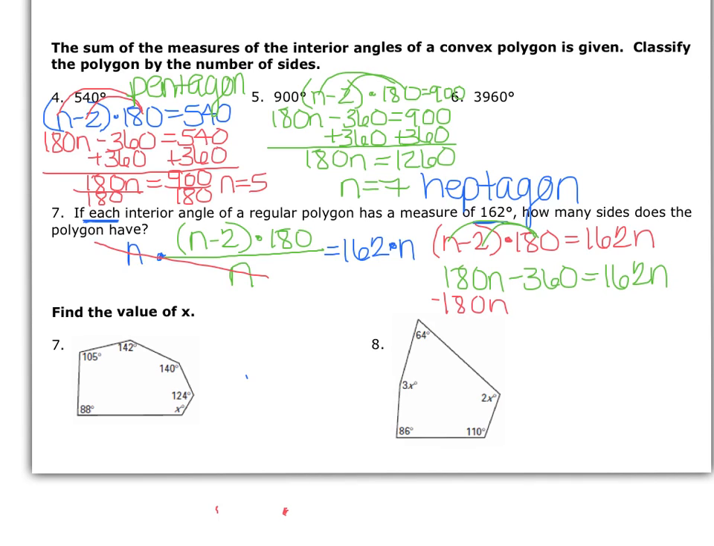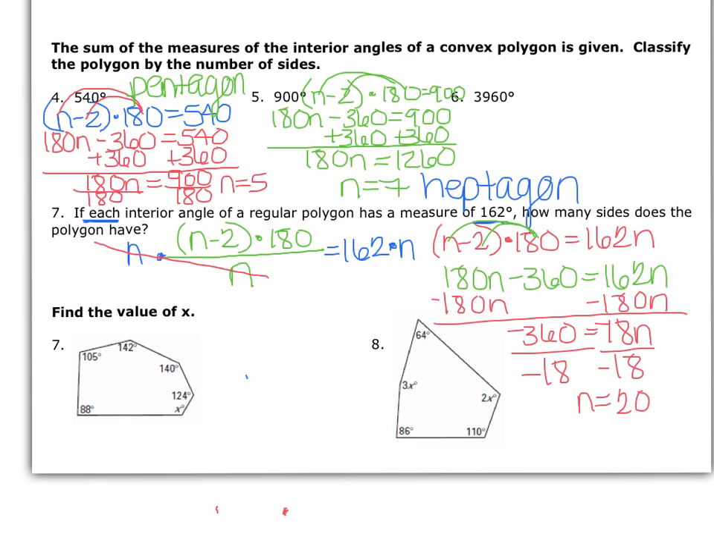Keep solving. Subtract 180n. So we have minus 360 is equal to, and we're going to subtract that out, so 162 minus 180 gives us negative 18n. So we're dividing by negative 18. So 360 divided by 18 is going to give us 20. So this polygon has 20 sides, so it is actually a 20-gon. So 20 sides, it's a 20-gon.